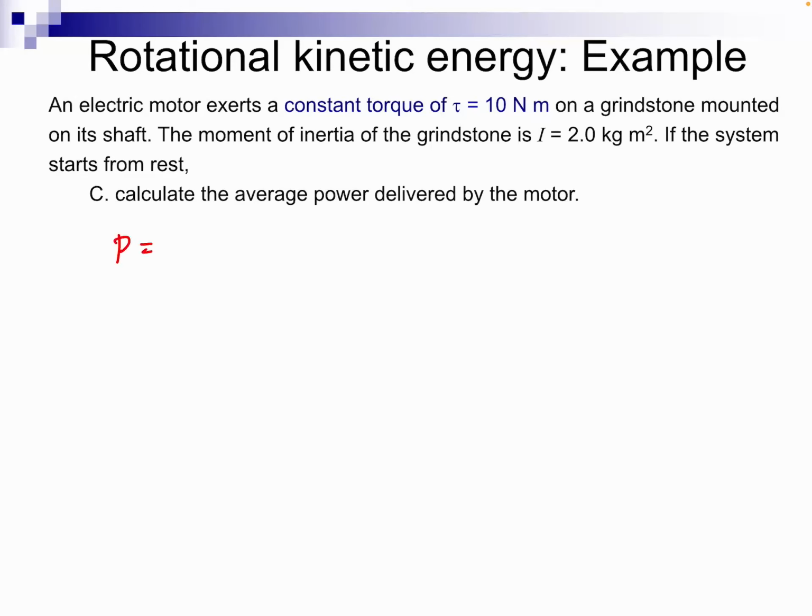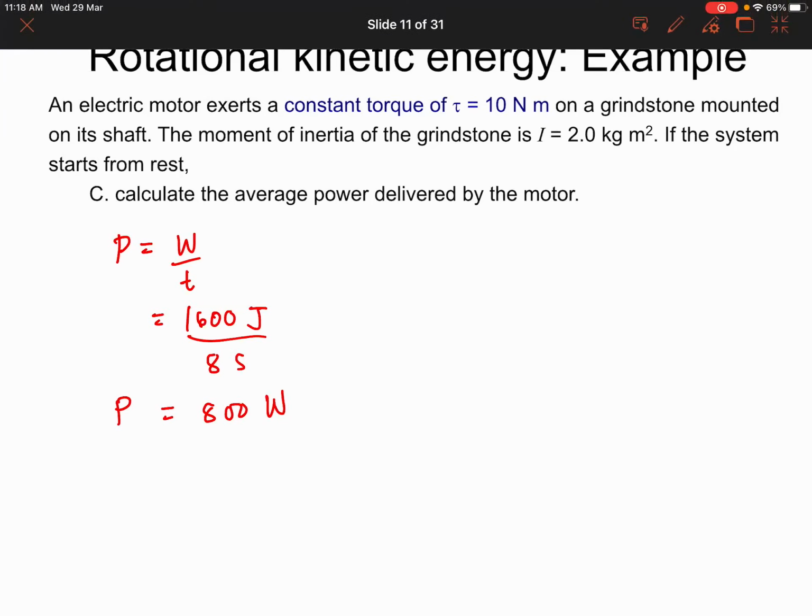So power is defined as work over time. Maybe you've calculated the work, 1,600 joules. This work is done over a time interval of 8 seconds. Therefore, the power is 800 watts. Oh no, of course, 1,600 divided by 8 is not 800. That's 200 watts.